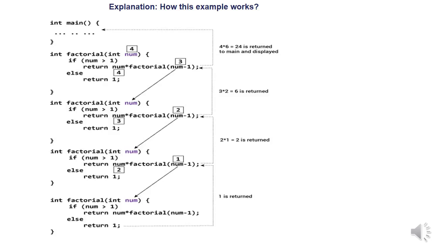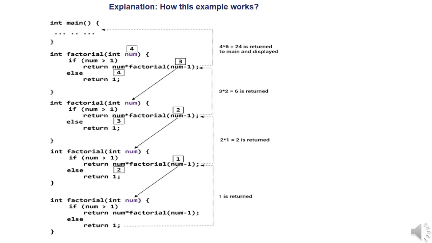So the value 3 is assigned to the formal parameter num. Then it will again check if 3 is greater than 1. If it is true, it will return 3 into factorial of num minus 1, that is 2. Here you can see that again the same function is called by passing the value 2. So factorial 2 will be called. At that time again the same function is executing one more time.